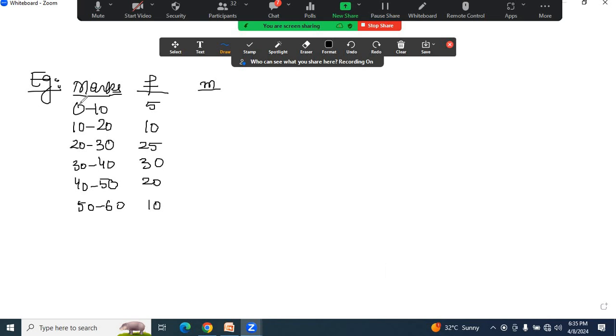Can you tell me what will be the mid value from 0 to 10? What is the center from 0 to 10? What will be the mid value? 5. Very good. So how do we get the mid value? We add the lower limit plus the upper limit, divided by 2. 10 plus 0 is 10, 10 upon 2, it will be 5. So this is how we get the mid value.